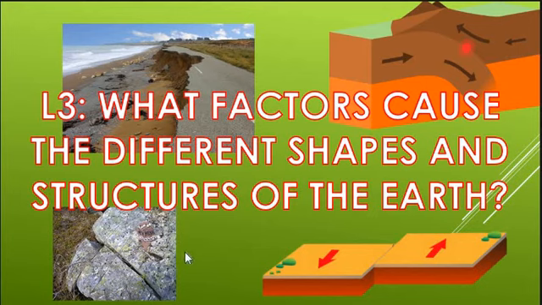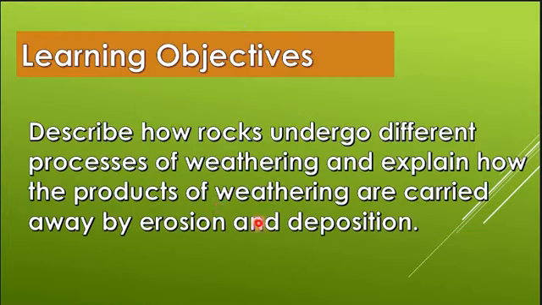Alright class, hello again, and this is the third lesson for chapter 2. Lesson 3 is entitled What Factors Cause the Different Shapes and Structure of the Earth. Ano-ano ba yung mga factors na nagiging dahilan kung bakit meron tayong iba't ibang geological landscape, shape and structure sa ating planeta. And for this video lesson, these are the learning objectives.